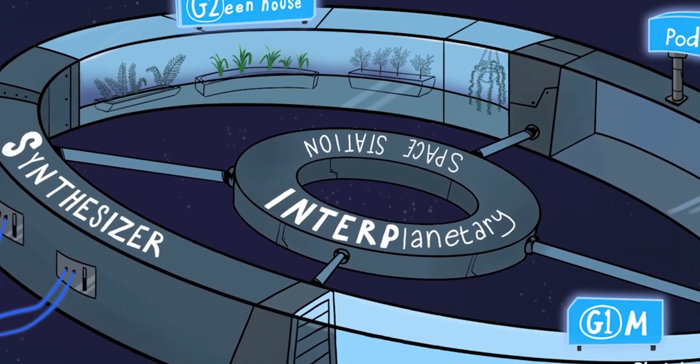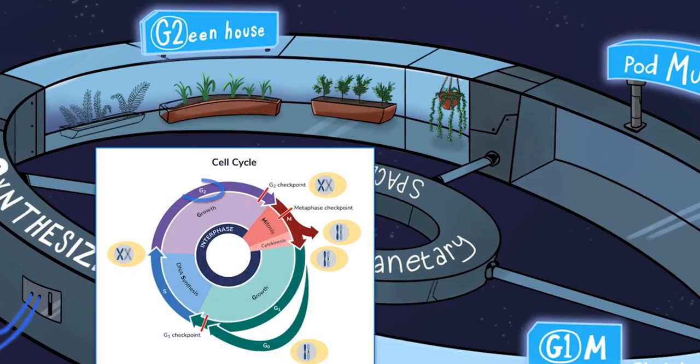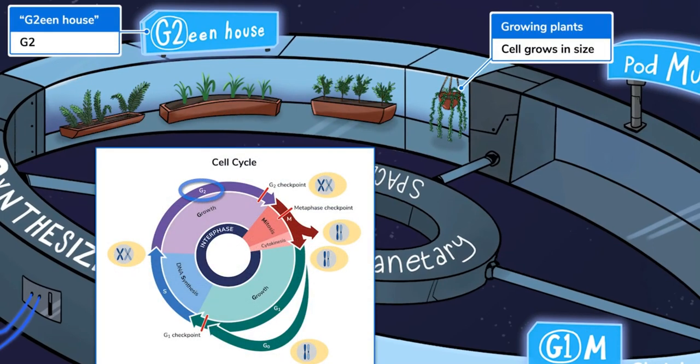The final part of interphase is G2, also called the second gap or growth stage. And what better place to illustrate that than by this greenhouse? Check out these growing plants. That guy from that book about being stuck on Mars would be proud. Anyways, in G2, a cell continues to grow in size while preparing for mitosis and cell division.